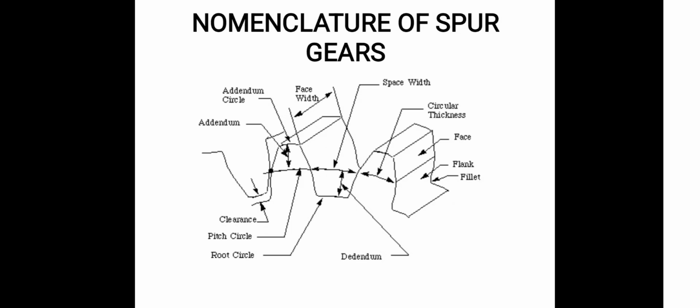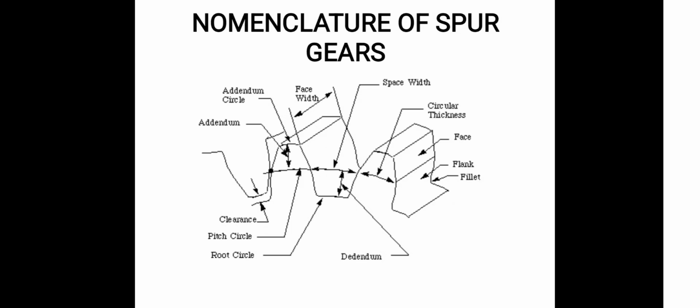Next we are going to discuss the nomenclature of the gear. For the nomenclature, we take one tooth profile. For this tooth there will be a pitch circle. The pitch circle is defined by its diameter, and every gear is defined using the pitch circle. The pitch circle diameter is equal to m times t, where m is the module of the gear and t is the number of teeth. Based on that we can calculate the pitch circle.